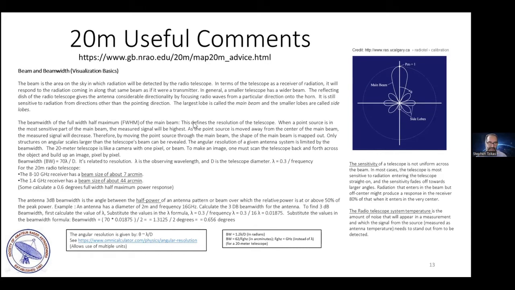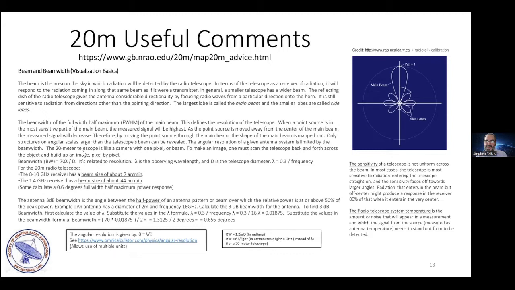And that antenna pattern, I've got a note below: the antenna 3 decibel beam width is the angle between the half power points of an antenna pattern or beam, over which the relative power is at 50% of the peak power. So that's an important concept to remember. If that 50% was changed to 40 or 60, for example, that would change, but it's based on 50%. And that's like a 1 pixel beam when you have that raster scan.